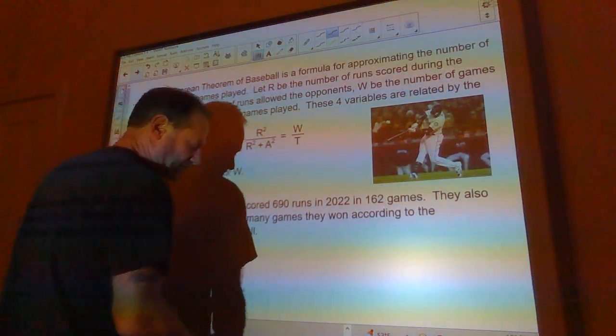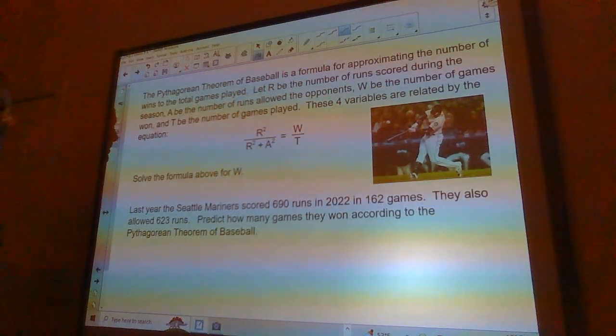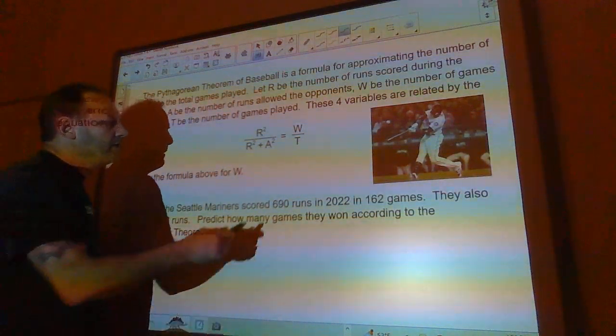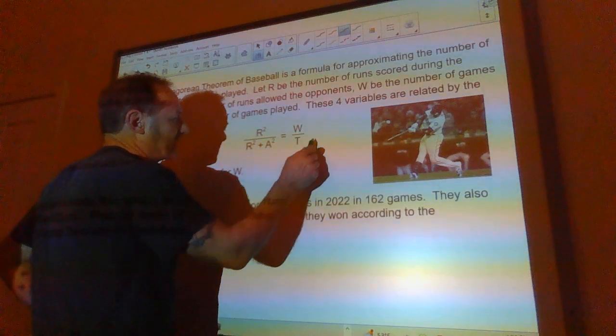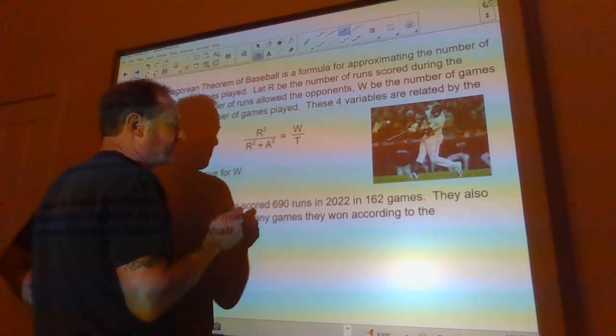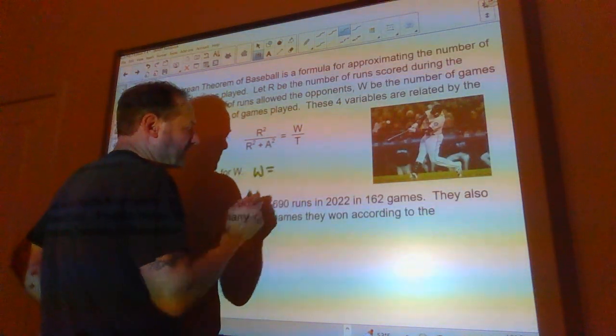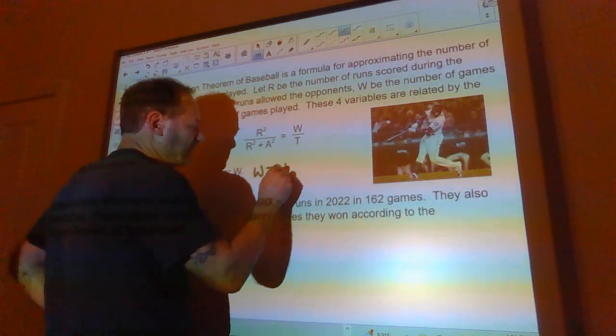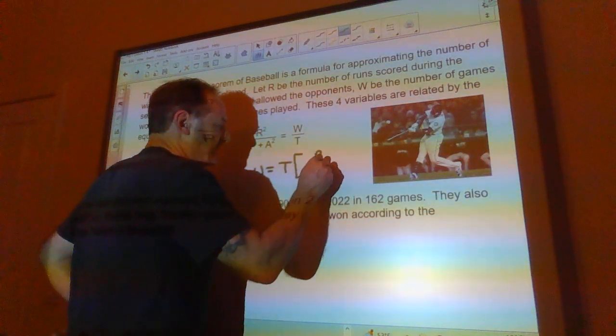So the first thing that we're asked to do is solve the formula for W. So we're going to get W by itself. That means we're going to take this thing and multiply both sides by T. So we're going to get W is going to be T times this stuff.